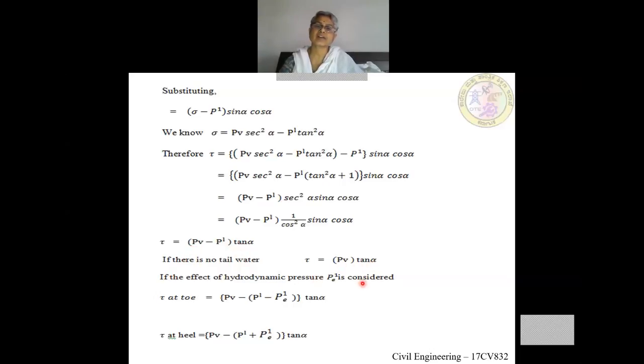If hydrodynamic force is considered, in the same way at the toe it is PV minus P dash minus P dash E tan alpha, and PV minus P dash plus P dash E tan alpha at the heel. These are the expressions we are going to use to determine the shear stresses at the toe and at the heel, and also the direct stresses, the principal stress sigma and the shear stress, and we also know how to find the normal stresses. So thank you.